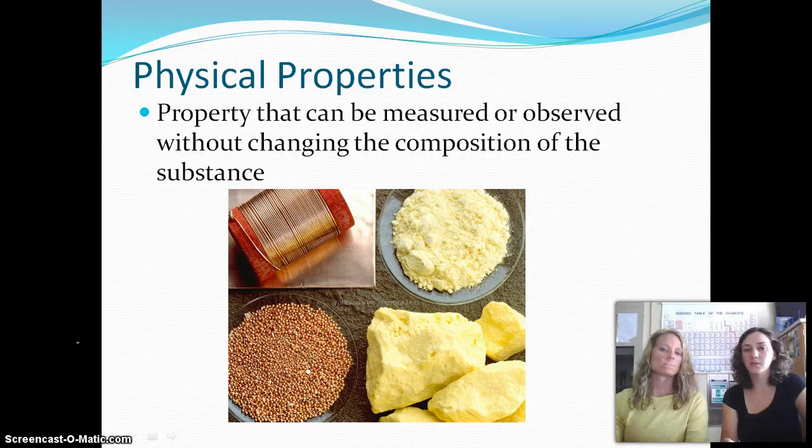If you look at the examples in the picture, we have copper and we have sulfur. So copper is on the left-hand side, and it is drawn into a wire, and then it's also in pellets. Well, it's the same color. It will have the same hardness. It will have a lot of the same physical properties, even though it looks different. And the same with sulfur. You can see that there are properties that are similar with those, even though they are in different forms.